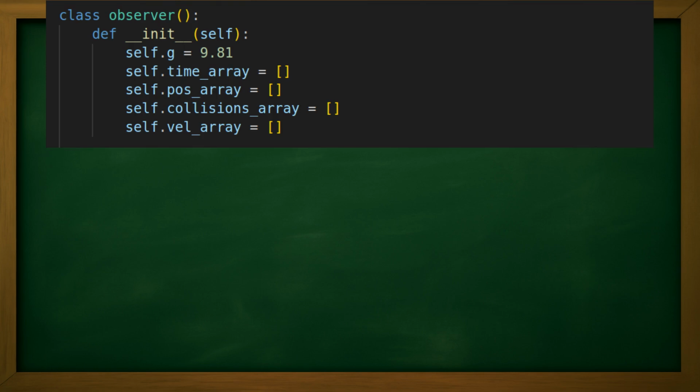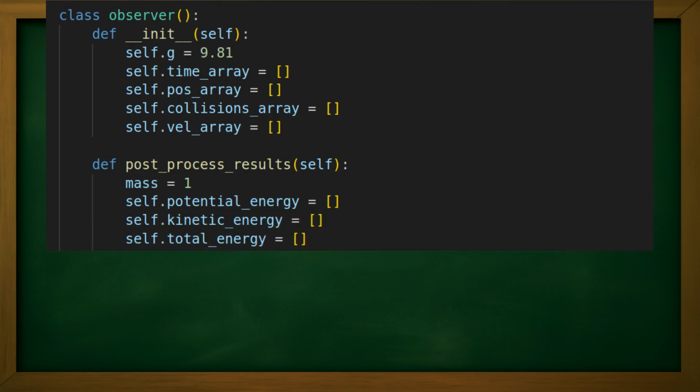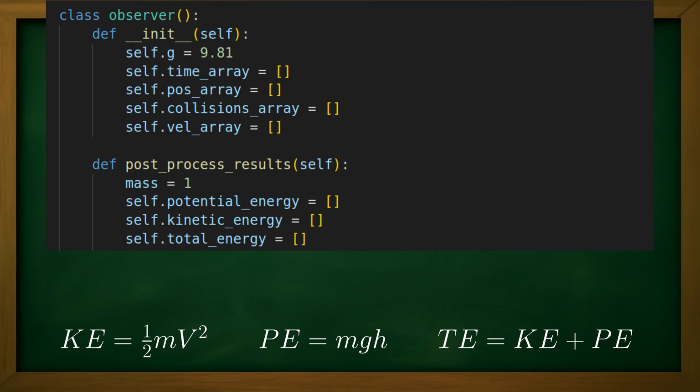Along with the standard attributes of the observer class, a function to perform post-processing needs to be created to calculate additional parameters like kinetic and potential energy at each time step using the formulas kinetic energy KE is equal to half mv square and potential energy PE is equal to mgh. Since the simulation is purely kinematic, we need to assume a mass of 1 kg for the ball to make these calculations. The total energy is simply the sum of kinetic and potential energies.